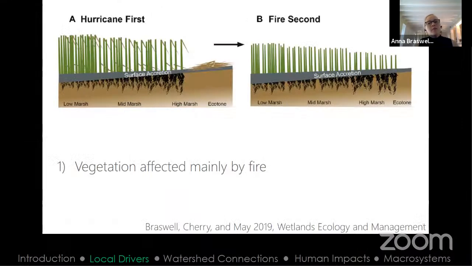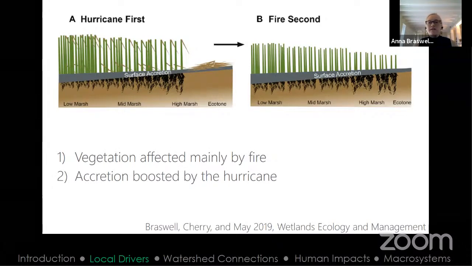So to sum up what we're seeing here in these local processes that affect our soil building, first we found that vegetation really was affected by this fire. We did see that there was less of a decrease in the vegetation than we would expect, though, than if the hurricane had not happened, and the fire was less intense than we would expect if that dead vegetation was all there. We also found that the accretion was boosted by the hurricane, and that accretion boost lasted for the rest of the time period.